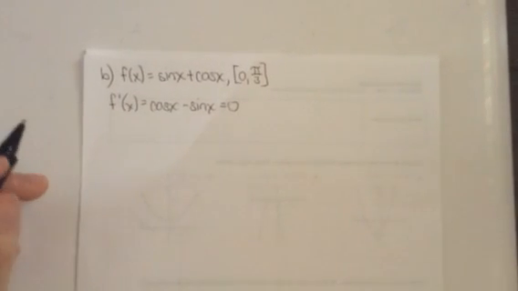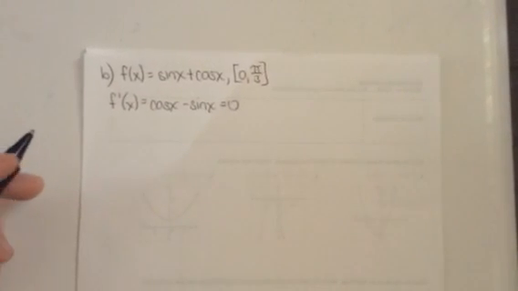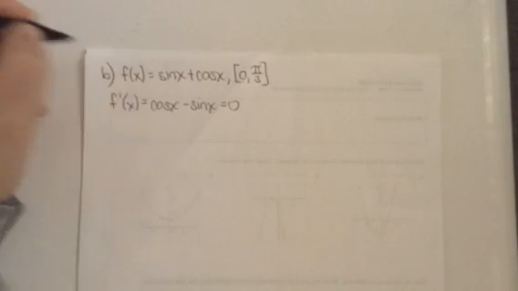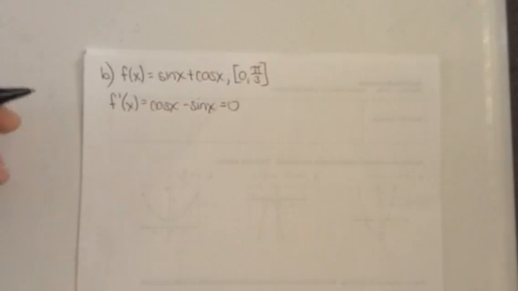Sine and cosine are defined everywhere. There are no undefined values, so I don't need to worry about where the derivative is undefined. This is why I said to highlight that in that definition of critical numbers. So, when does cosine minus sine equal 0?